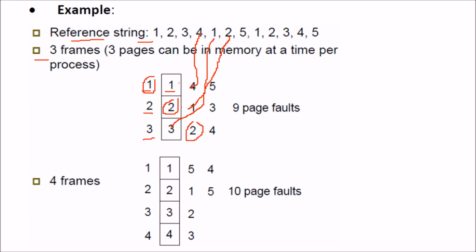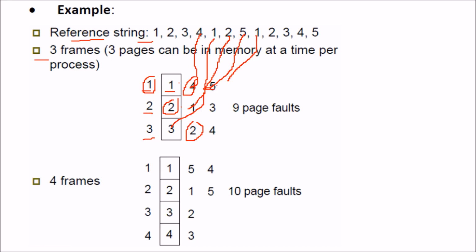Then 5 has come. And in 4, 1, 2, the oldest is now 4. So we replace this 4 with 5. So 5 will come here. Now 1 will come again. Again we can see what will happen. We have to replace which one?